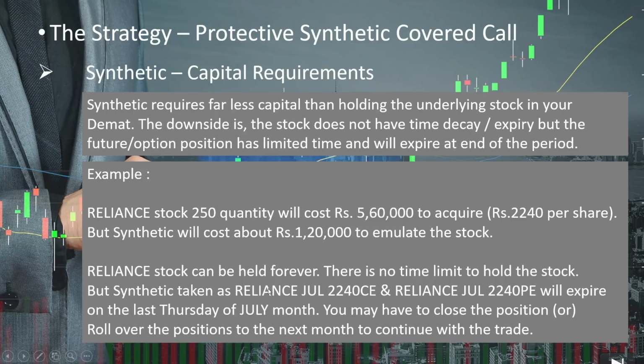So when you take the synthetic like Reliance July expiry 2240 CE and July 2240 PE, meaning the buy of the call and sell of the put, it will expire on the last Thursday of the July month. It cannot be held any longer than that. If you are taking August, it will expire in August. Because right now this is June, so you can take June, July and August, meaning you cannot take anything more than that. Even in July you will not get good liquidity. These are some disadvantages of going into synthetic.